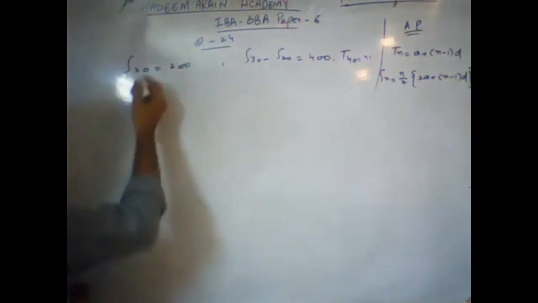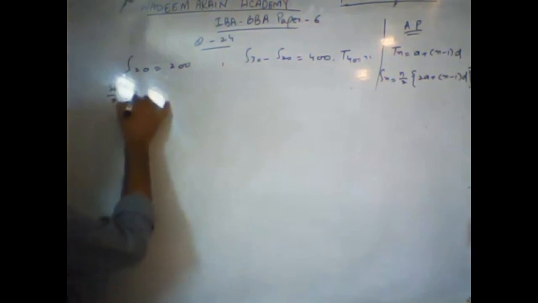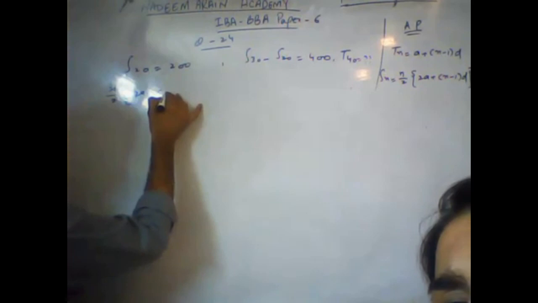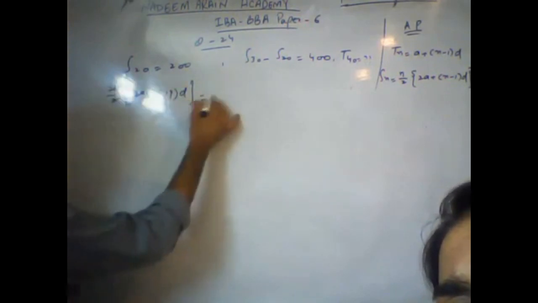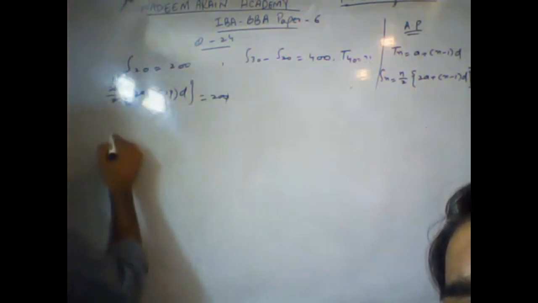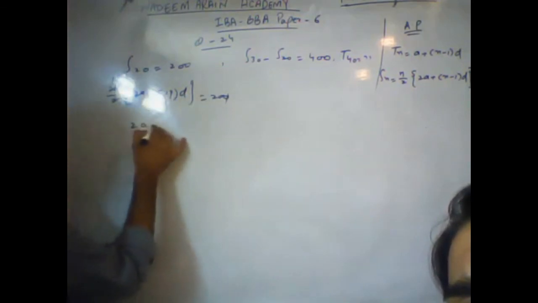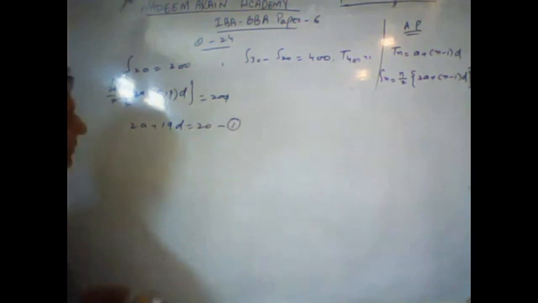Alright, just to start, as S20 is 200, that is 20 upon 2 times (2a plus 20 minus 1, meaning 19d). So this is equal to 200. This 0 is cancelled with this 0. So this is 2a plus 19d is equal to 20. Make this equation number 1.